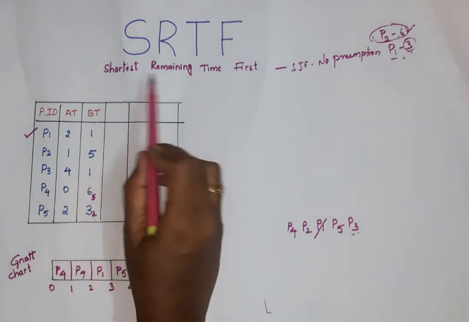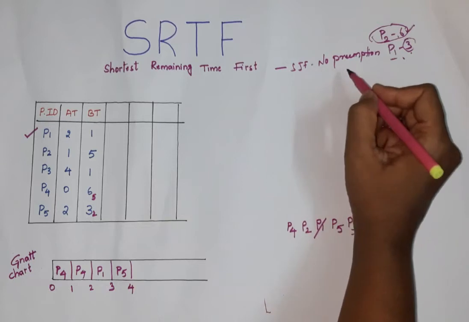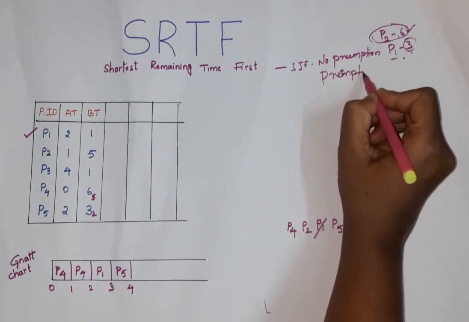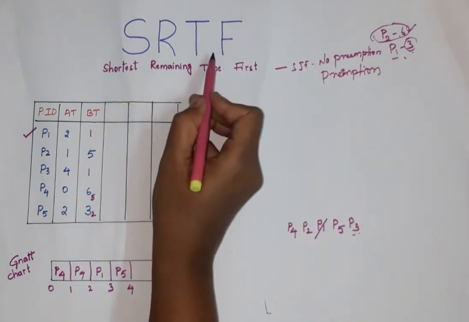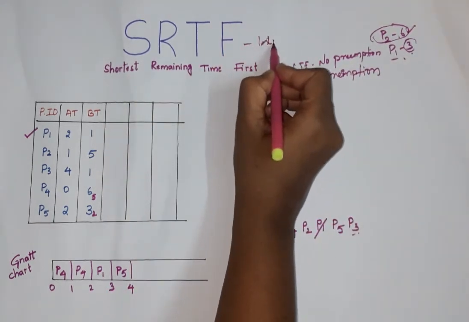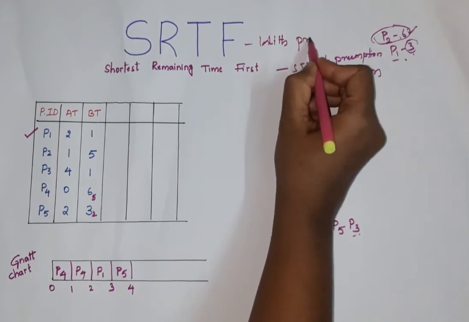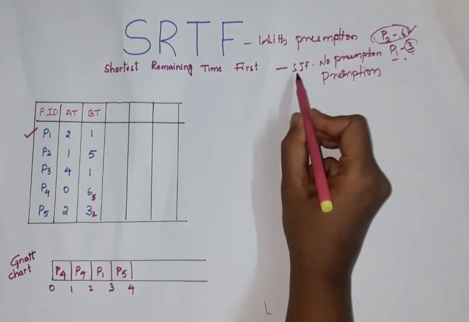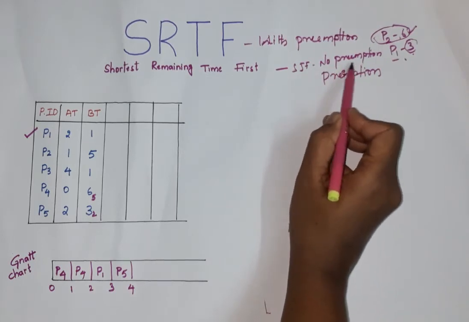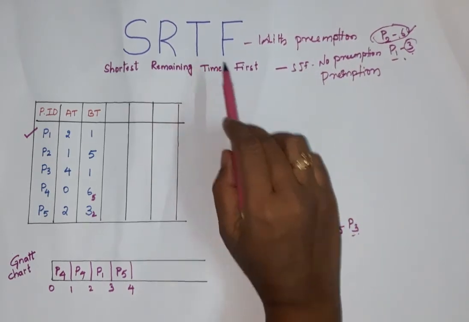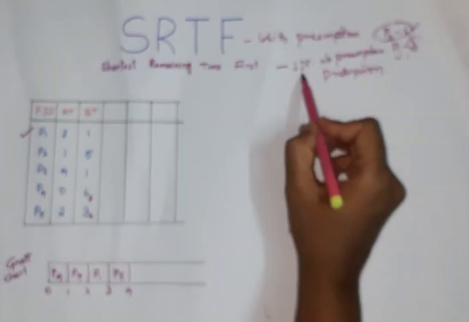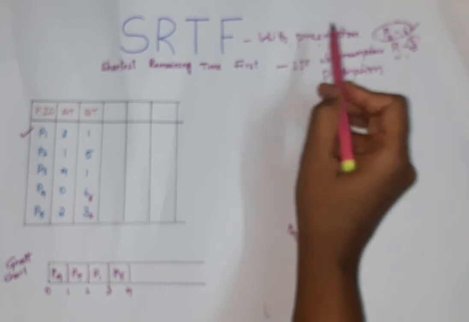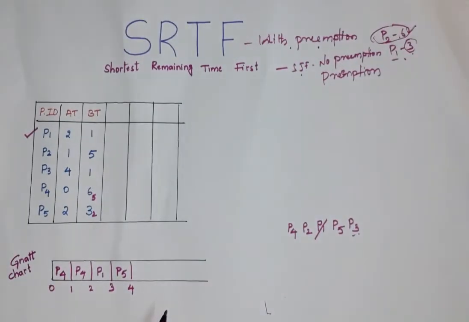That is nothing but shortest remaining time first with preemption. You can call this SRTF, or SJF with preemption. In my previous video we saw SJF with no preemption, but here SRTF is otherwise called SJF with preemption.